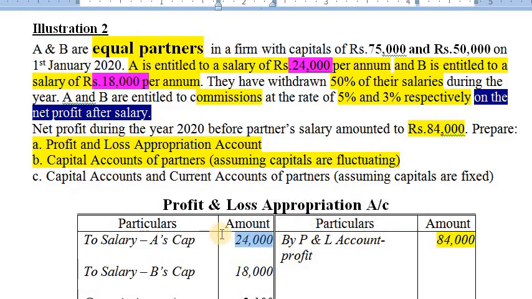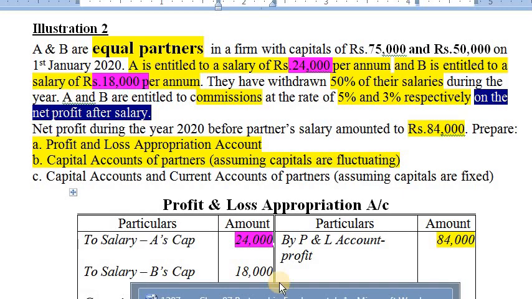Okay, 24,000 for A and 18,000 for B. That is step 1. So we divided this.